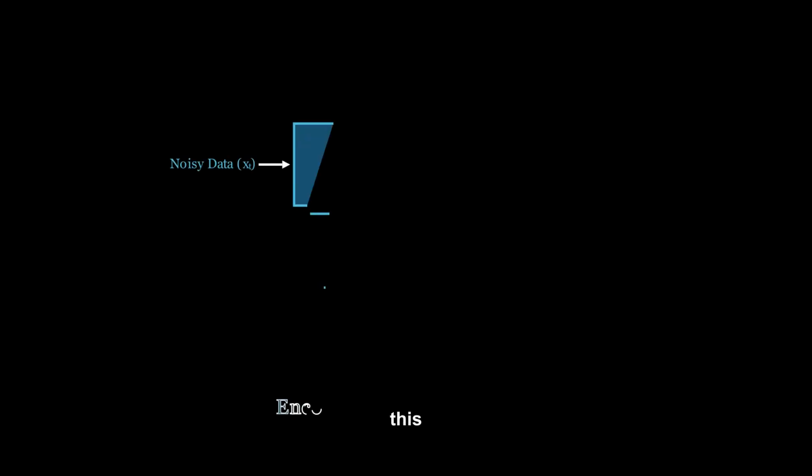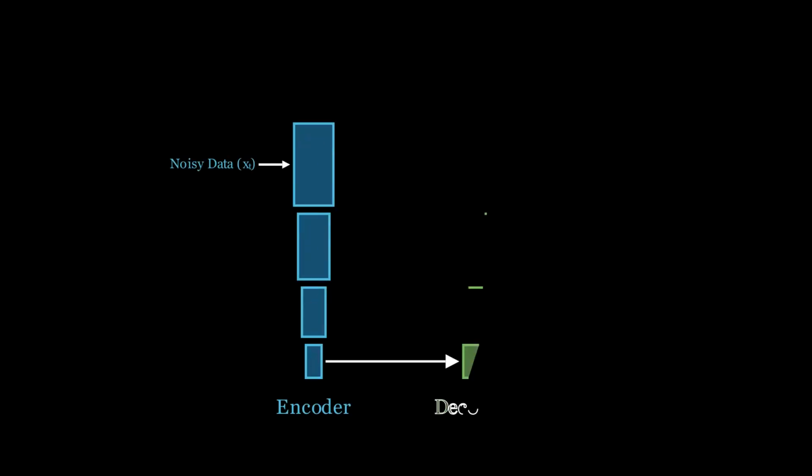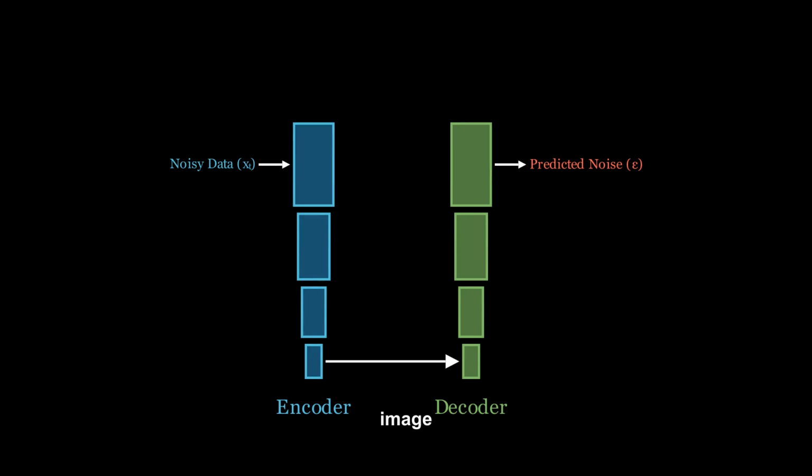The engine doing this work is usually a U-net. It first compresses the noisy image down to extract deep semantic features and then expands it back to its original size. To prevent losing fine details during this squeeze, skip connections bridge the high-resolution data directly from the encoder to the decoder. But the U-net needs one more critical piece of information.